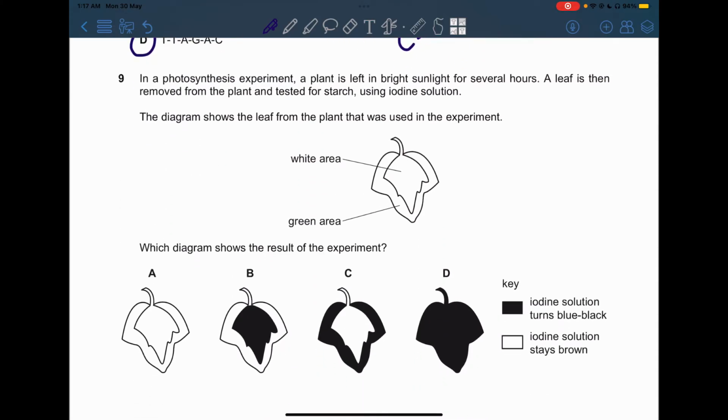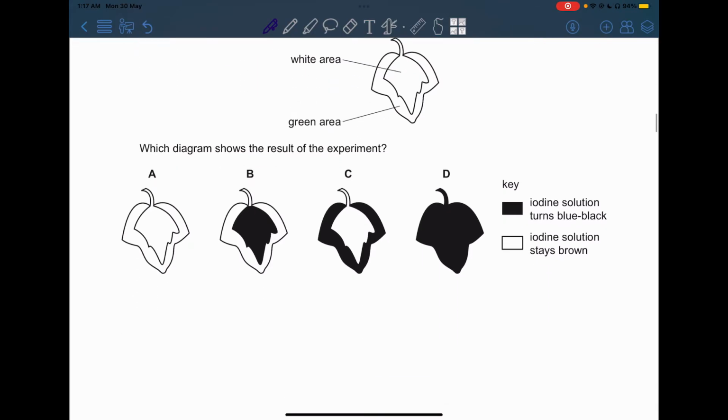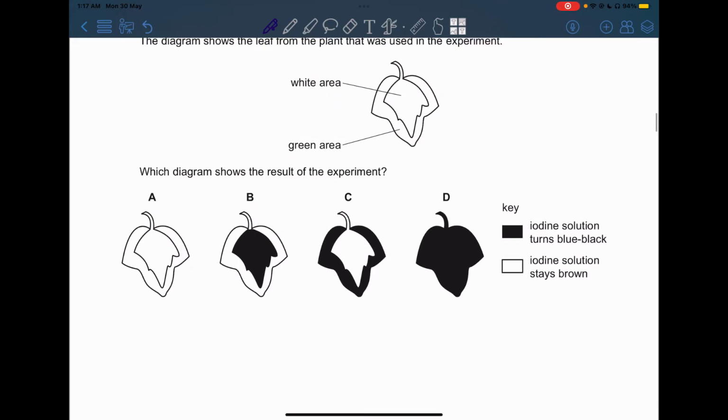Now, question number 9. In a photosynthesis experiment, a plant is left in bright sunlight for several hours. A leaf is then removed from the plant and tested for starch using iodine solution, which I have explained in the paper 6 tips and tricks video, which I uploaded today. The diagram shows the leaf from the plant that was used in the experiment. Which diagram shows the results of the experiment?